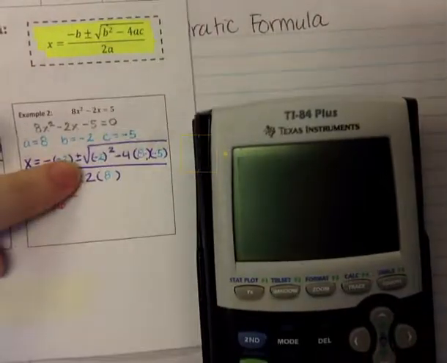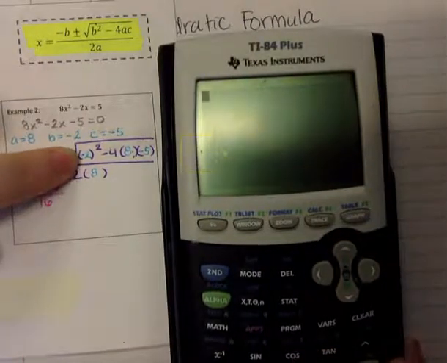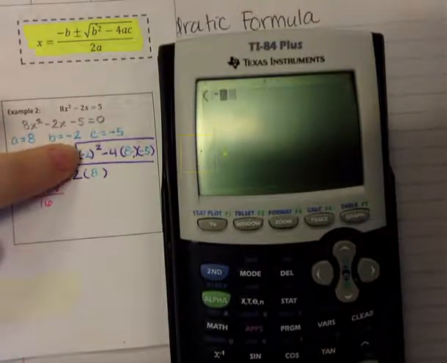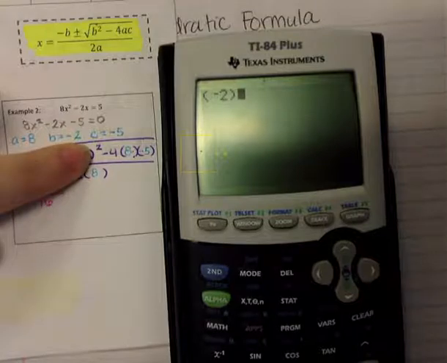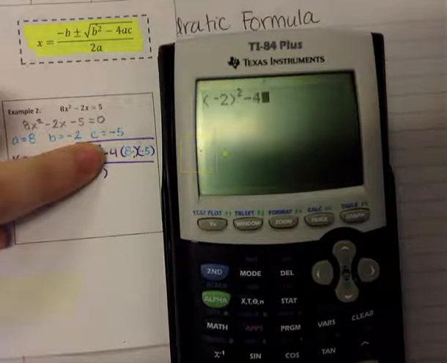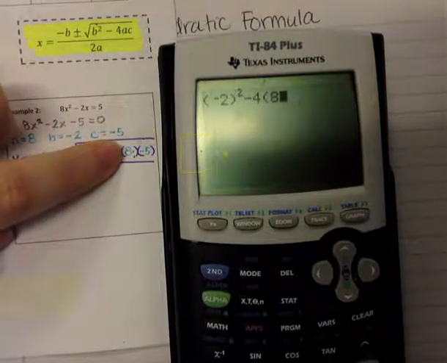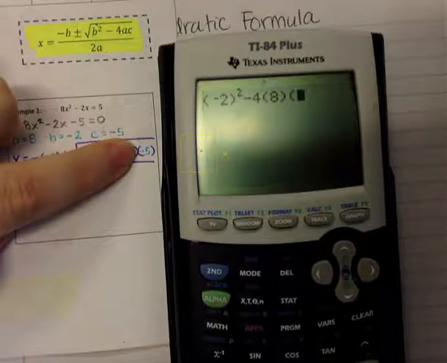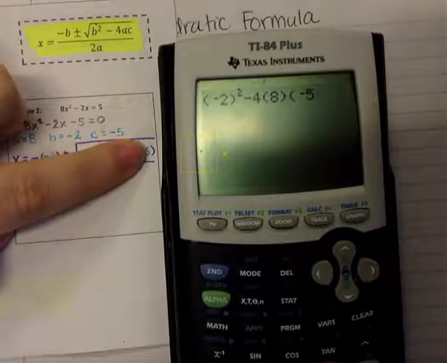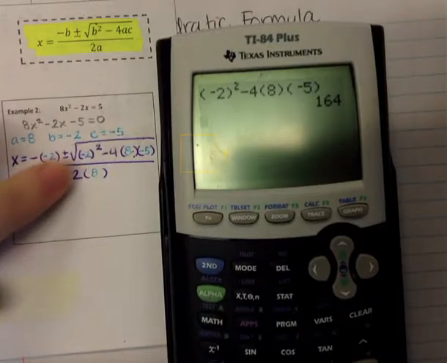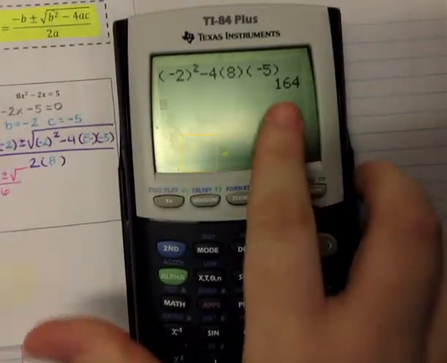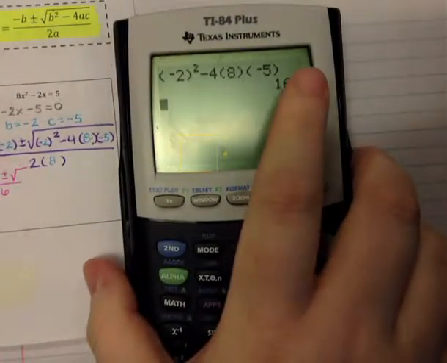So our discriminant, again, is the radicand of our quadratic formula. So I have parentheses, negative 2 parentheses squared, minus 4 parentheses 8 close parentheses, open parentheses negative 5 close parentheses. This is equal to 164. Now, this is a positive, but is it a perfect square?